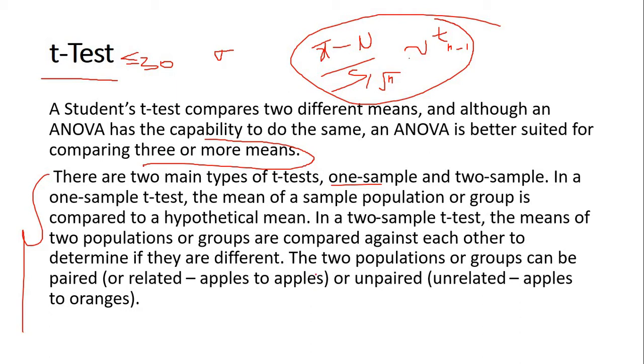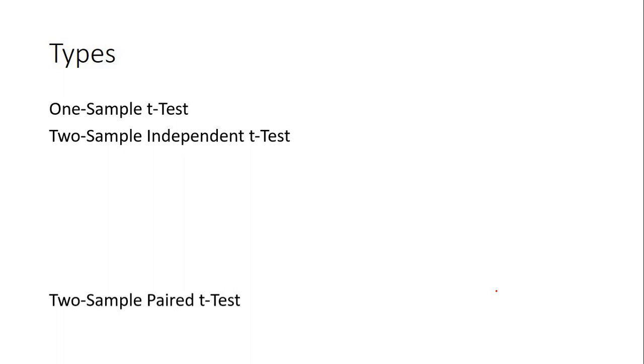Here you can observe that two populations or groups can be paired, meaning paired t-test is related to apples to apples, unrelated is apples to oranges, like this. Now we can see the types: one sample t-test, two sample t-test, then two sample paired test. For software purposes, we don't need to remember all the statistics and the formula for degrees of freedom. We just need to remember which type of data is available.